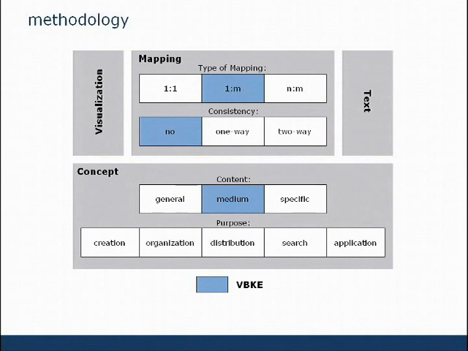The second one, VBKE, this is the Visual Body of Knowledge Explorer. The mapping here was one-to-many, so this is an aggregation of information that's in a wiki into a condensed visualization. The aggregation is independently managed from the wiki structure, so there's essentially no consistency, although I'll elaborate on that a little bit when we get to that particular example. And the content here is medium in the sense that it's being used to represent the information architecture of a university, in fact our university.